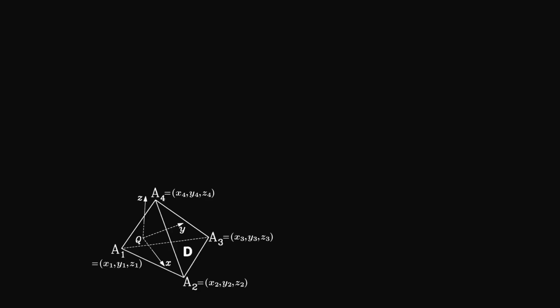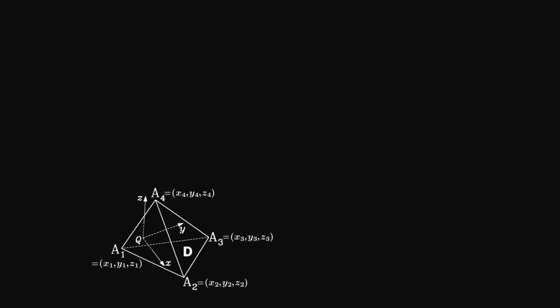This is a slightly modified version of figure 1 in the paper. Depicted is an arbitrary tetrahedron with corners A1, A2, A3 and A4, which are in turn defined by their components x1, y1, z1 for A1 and so on. The region of space this tetrahedron occupies is called D. For our purposes, Q is any reference point relative to which the inertia tensor will be computed.